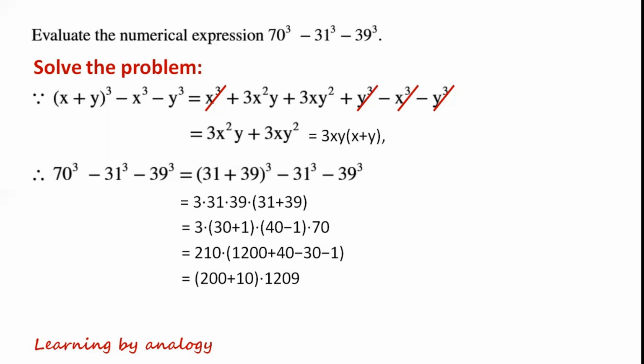210 can be written as 200 plus 10. 40 minus 30 is 10. 10 minus 1 is 9. So we have 1200 plus 9, which is 1,209.